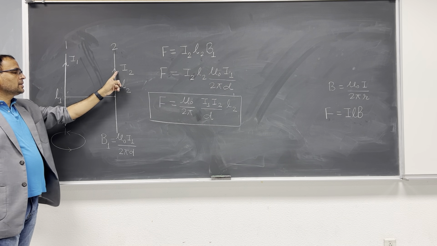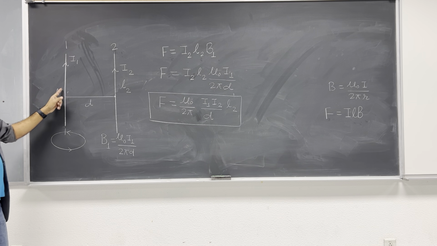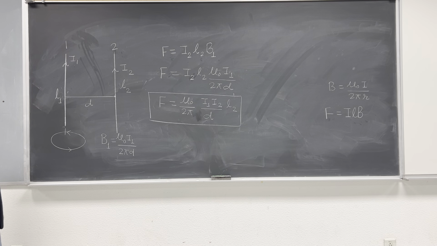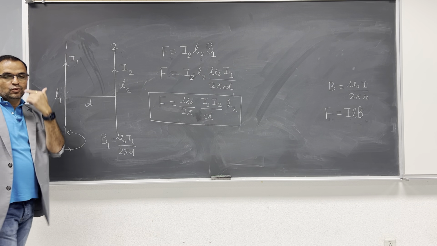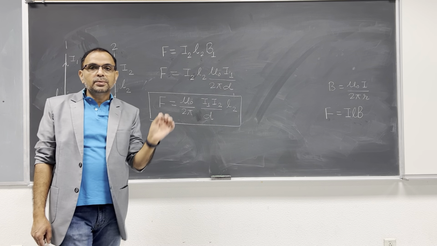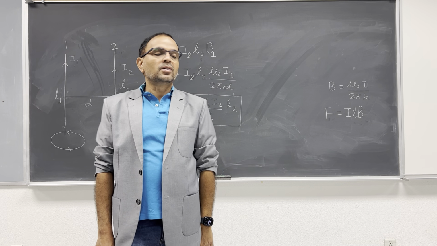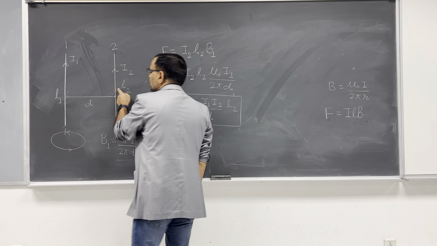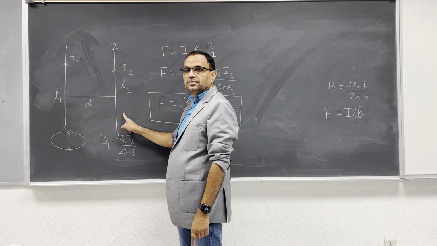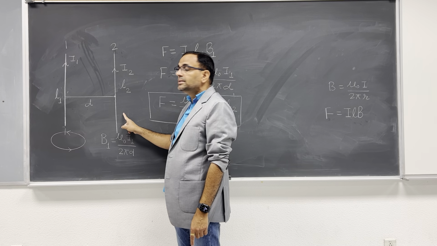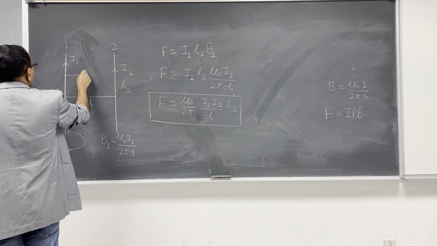Now, if this conductor experiences a force, this conductor also experiences a force. How big a force does this conductor experience? Go back to Newton's third law: to every action there is an equal and opposite reaction. So if this experiences, for example, 10 Newton force, pushing or pulling, it depends on the direction of the current. In this case, the force is attractive.